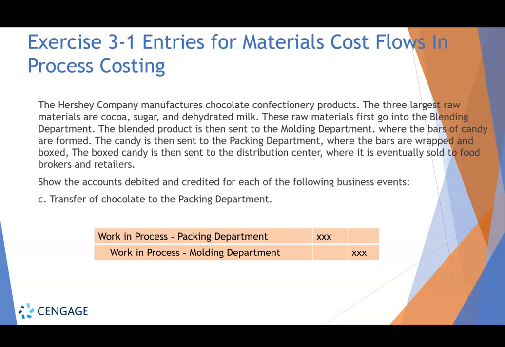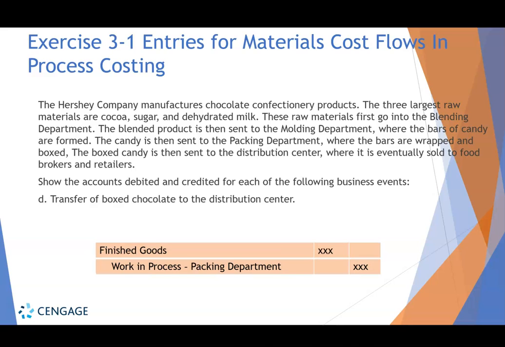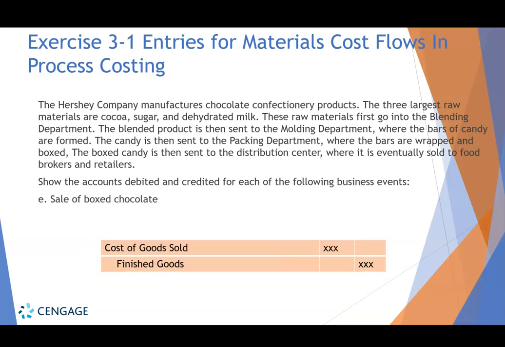When we transfer the chocolate to the packaging department, we're going to credit the molding department. We'll debit the packaging department, and the department right before packing is the molding department. When we transfer the boxed chocolates to the distribution center, we're going to debit our finished goods, and we credit our packing department. And then when we sell them, we're going to debit our cost of goods sold and credit our finished goods.